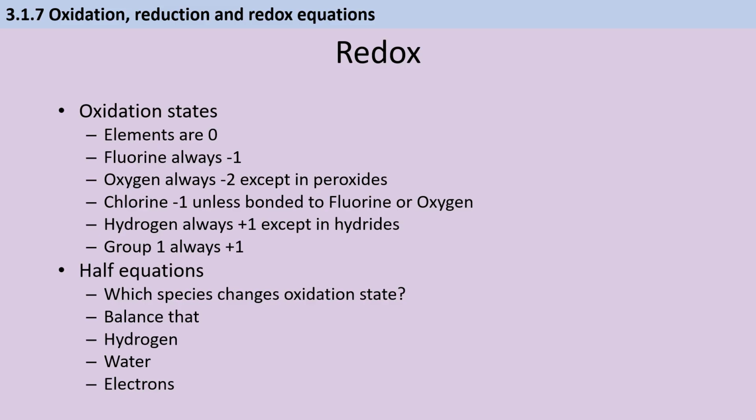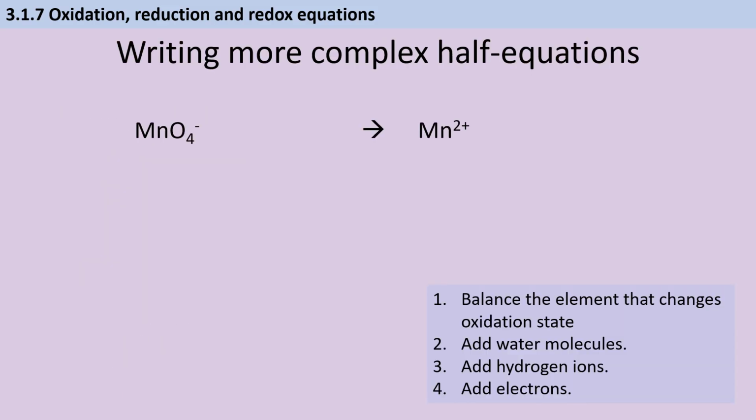Your first step is to identify which element is changing oxidation states and make sure that element is balanced. In this example, the manganese is already balanced, but particularly if you're working with non-metals, you may have a situation like this chloride ion discharging where you need to add a coefficient in order to make these things work out.